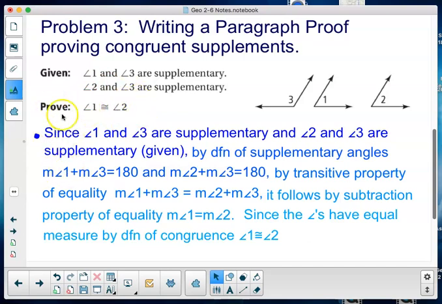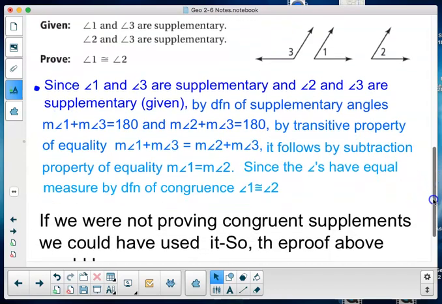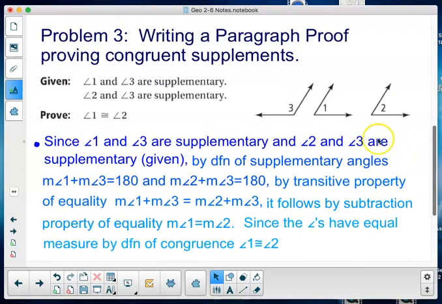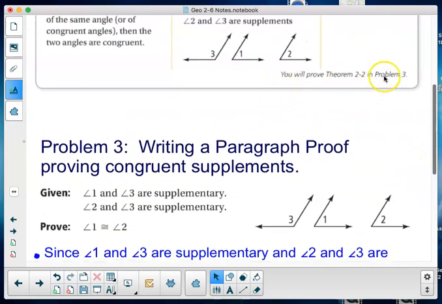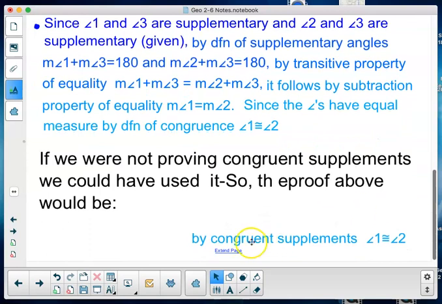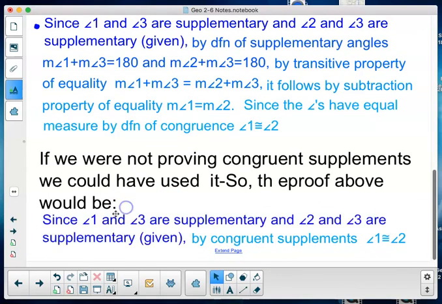Now, I did this assuming that congruent supplements didn't exist, and I have my different lines in different shades of blue. What I want you to be aware of is, if I was allowed to use congruent supplements, meaning if I wasn't proving congruent supplements, because remember right here, you will prove theorem 2.2 in problem 3. Hey, this is problem 3. If I was allowed to use congruent supplements, this is what the proof would look like. So I would know that since 1 and 3 are supplementary and 2 and 3 are supplementary, given by congruent supplements, 1 is congruent to 2, and I would have been done.